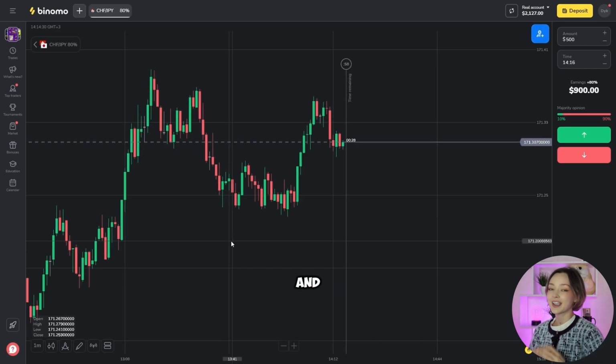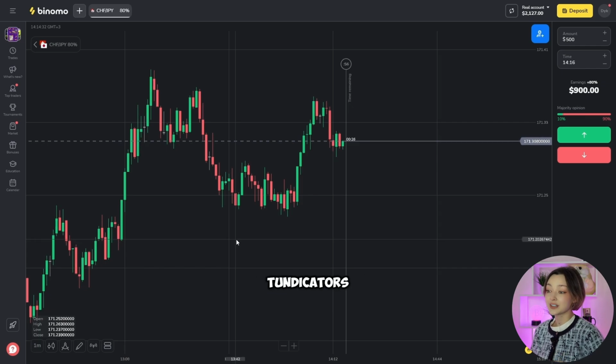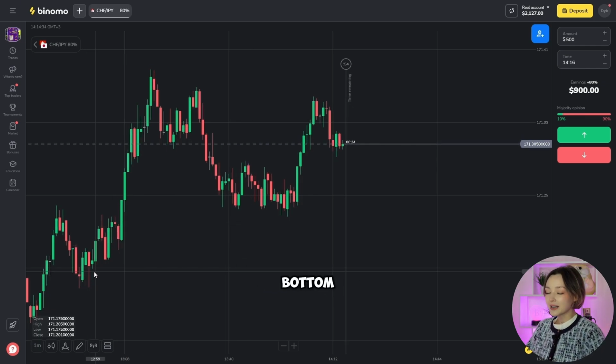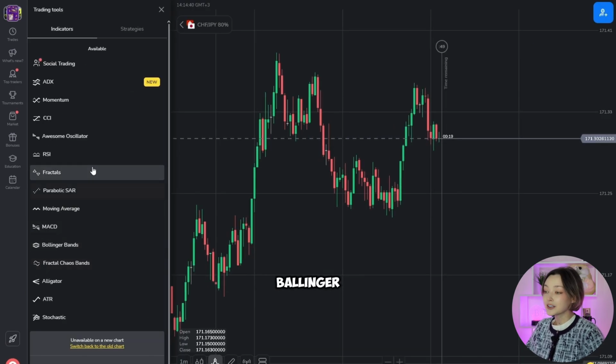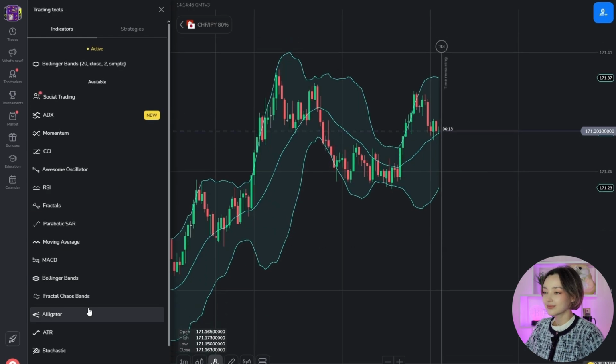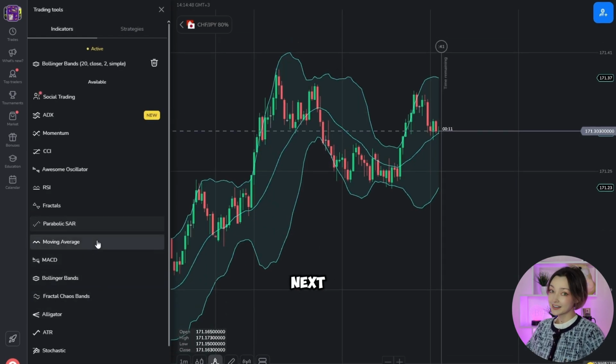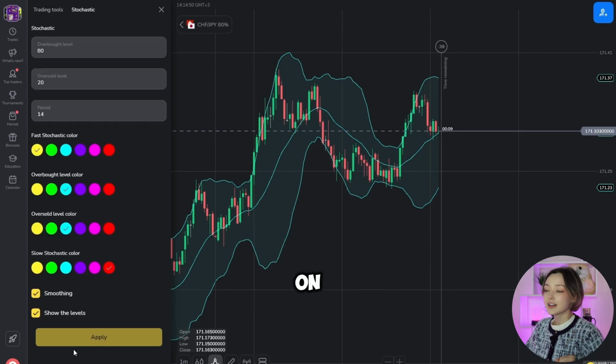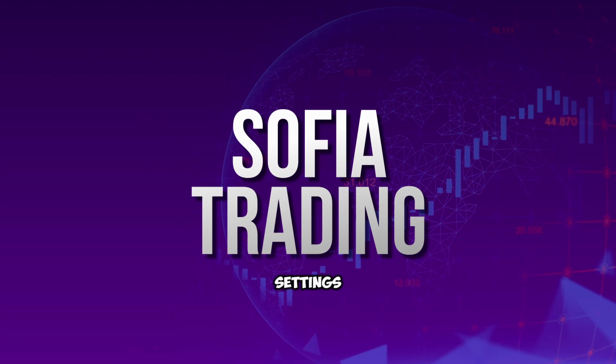Now enjoy. And for starters, let's add the two indicators we're going to use today. In the bottom left corner, we're opening this tab, and the first indicator is Bollinger Bands. Click on it and leave the default settings. The next indicator is Stochastic. Click on it as well and leave the default settings.